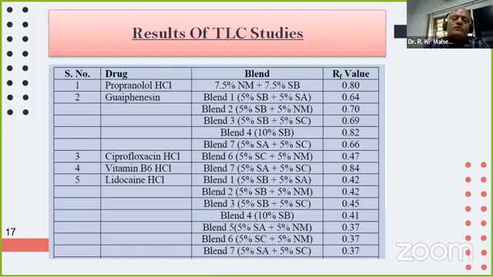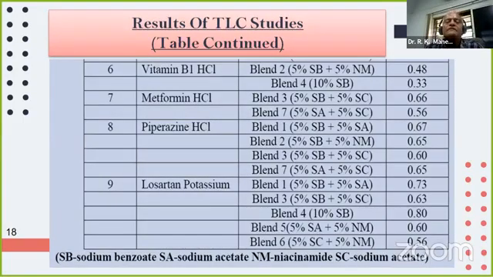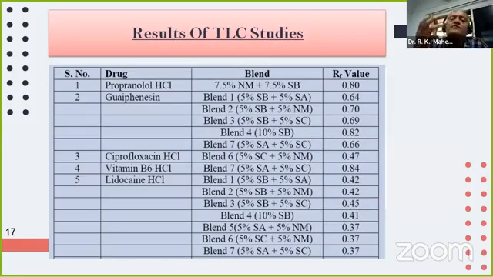How was this work carried out? As you can see, propranolol hydrochloride, guaifenesin, and so on, up to 9 water-soluble drugs were used in this TLC work. The TLC plate was made with silica gel G, and the spots were identified using an iodine chamber. The procedure: 2% aqueous solutions of the 9 individual drugs were used for spotting.